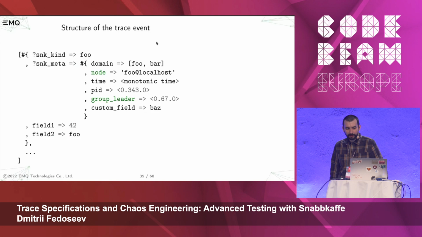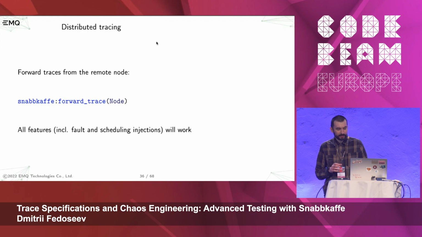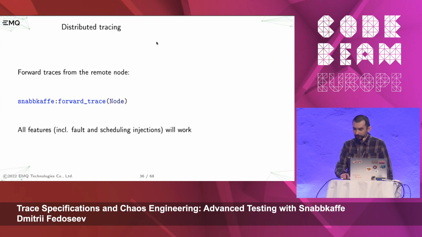And this is what the collected trace looks like. It is simply a list of events where each event is represented as a map. The kind, the additional data, and the logger metadata are all present there. Erlang supports distributed computing out of the box, and so does Snabbkaffe. It is possible to forward trace events from the remote nodes using this function. All features, including fault and scheduling injections, will work in the distributed environment.